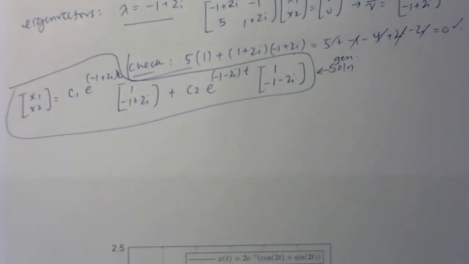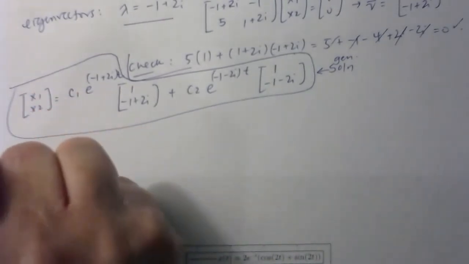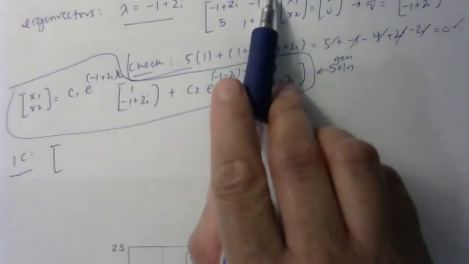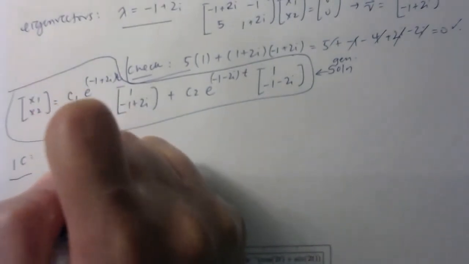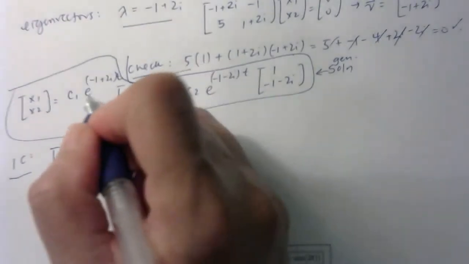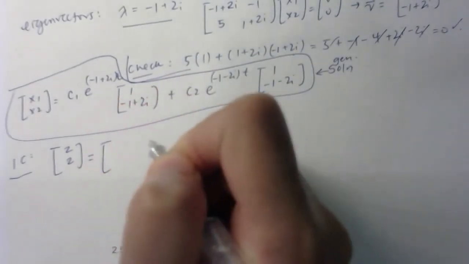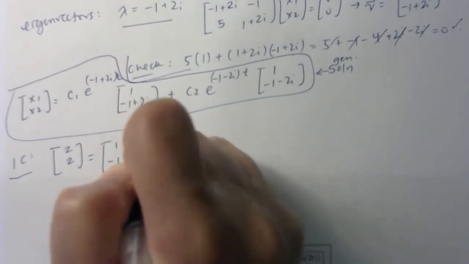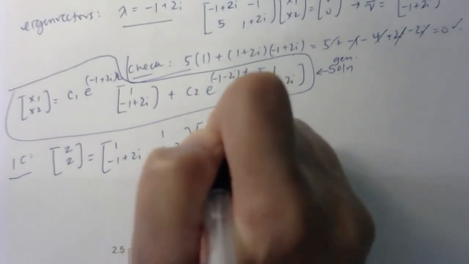When I plug in the initial condition, what should I get? The initial condition is 2 for the position and 2 for the velocity, so that's easy. It is going to be C1 times this guy plus C2 times this guy. I'll do it again in matrix form, I find that easier: [1, 1; -1 plus 2i, -1 minus 2i] times C1, C2.